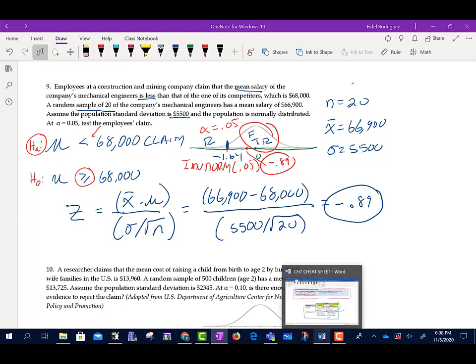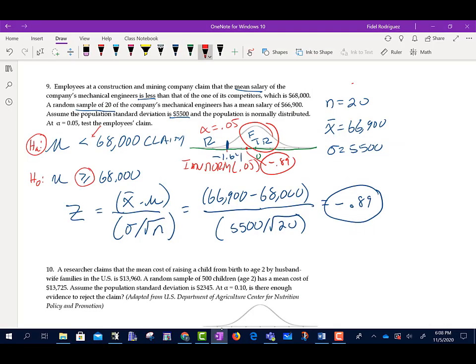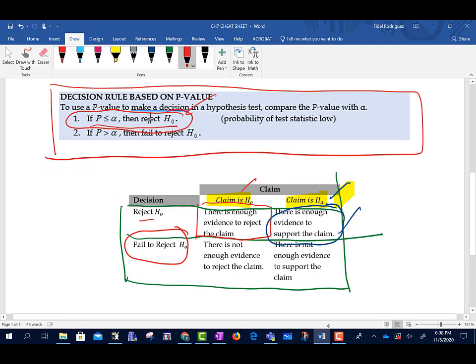I know I'm failing to reject. So I'm going to come back and say, okay, which one was my claim? Oh, well, notice my claim was the alternate. Okay, so since my claim was the alternate and I'm failing to reject, then all I'm going to say is there is not enough evidence to support the claim.